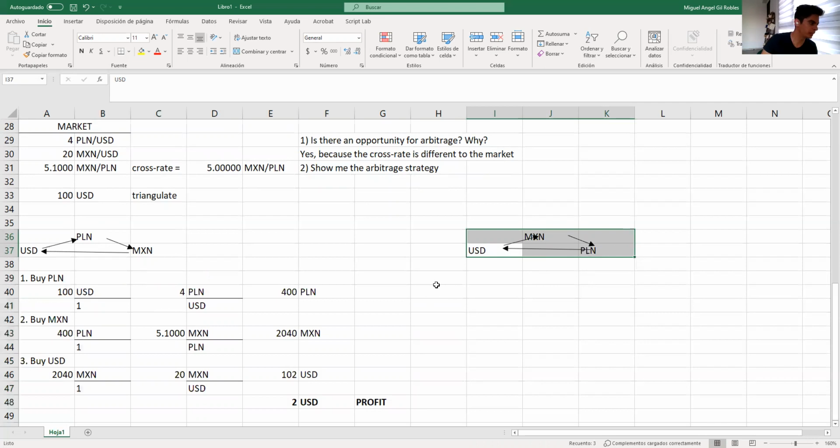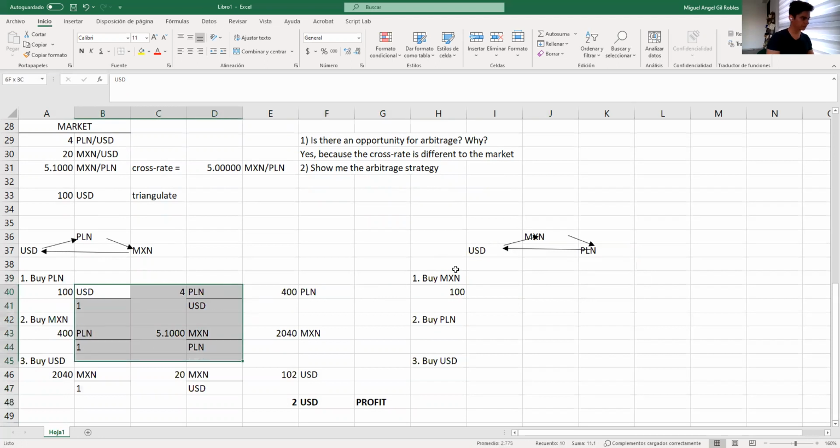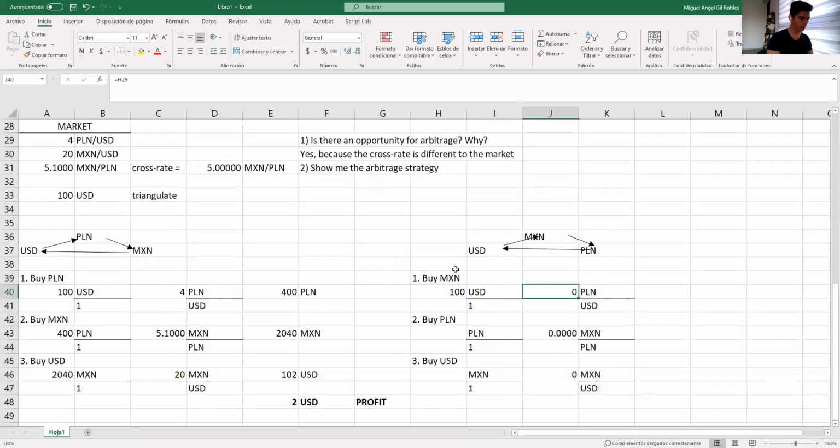So if you want to practice this at home, you can do it like step 1, buy pesos. Step 2, buy zlotys. Step 3, buy dollars, right? I can even do it super quick without so much data. I will copy all of this. I'll try to do it super quick just to show you that you will get a loss, okay?